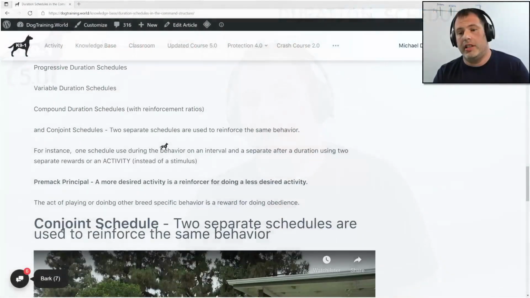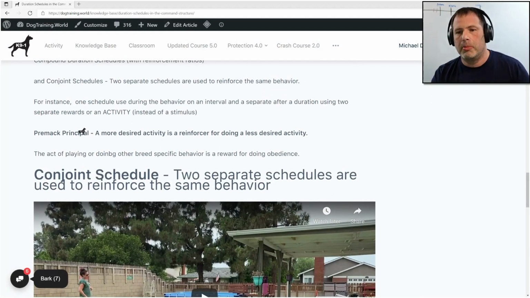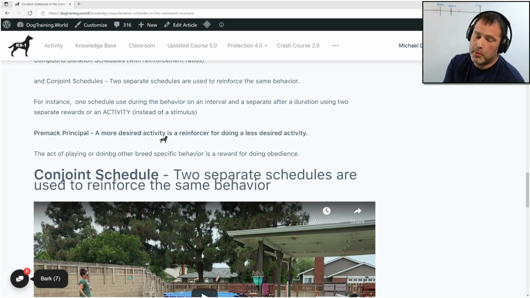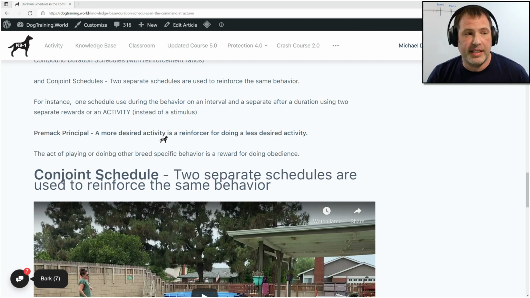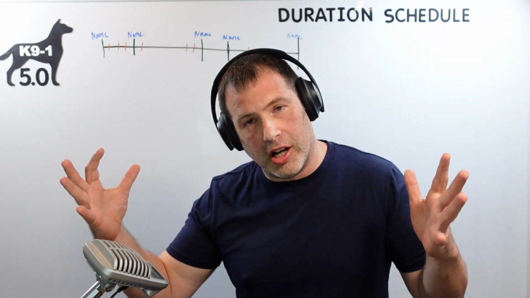And the activity is basically what we call, usually, you don't have to use this, but in this case, it is the Premack principle, all right? So the Premack principle is using activities as reinforcers, and the activities are going to be things that the dog would rather be doing than the activity of obedience training, if that makes sense, all right?